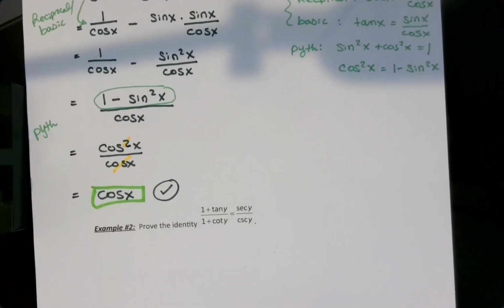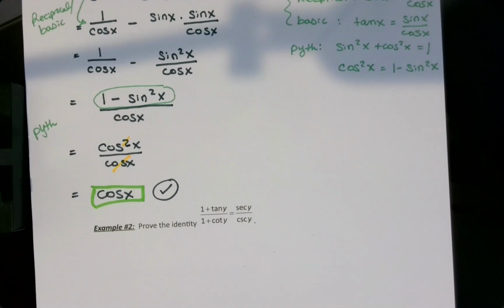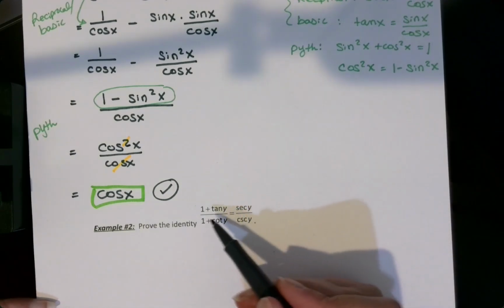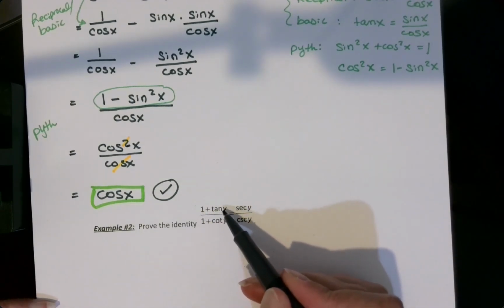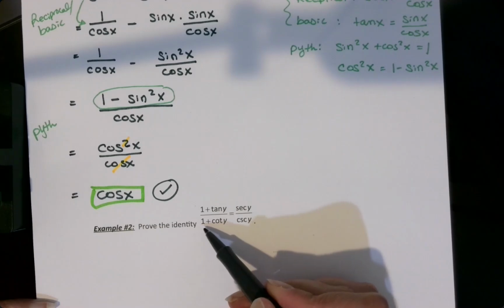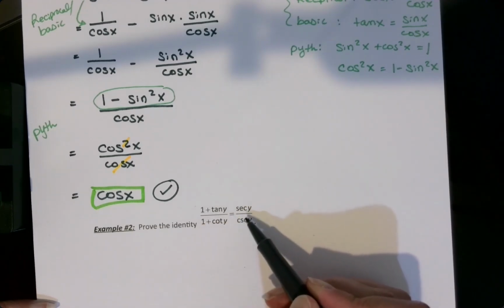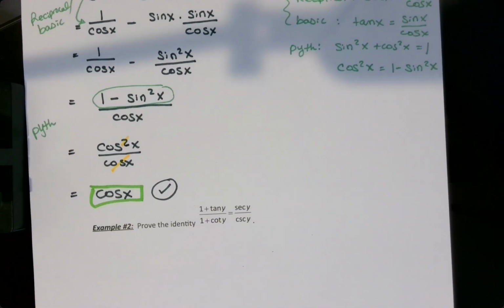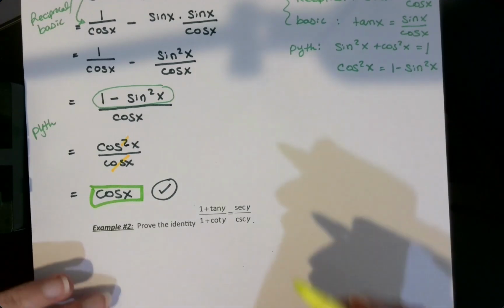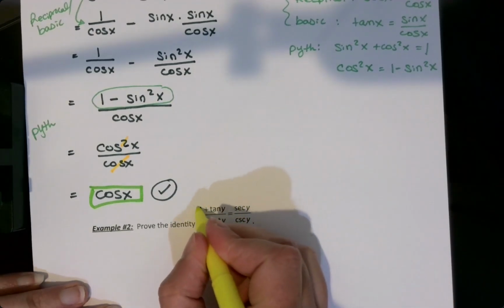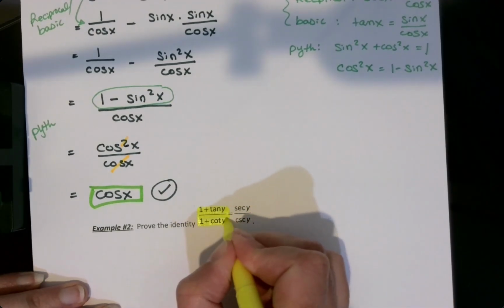Okay. Let's take a look at another one. I've got a 1 plus tan y over a 1 plus cotan y. It's supposed to equal secant of y over cosecant of y. I'm going to start with the side that I consider to be more complicated. That's going to be the one that not only has a fraction, but has the addition.